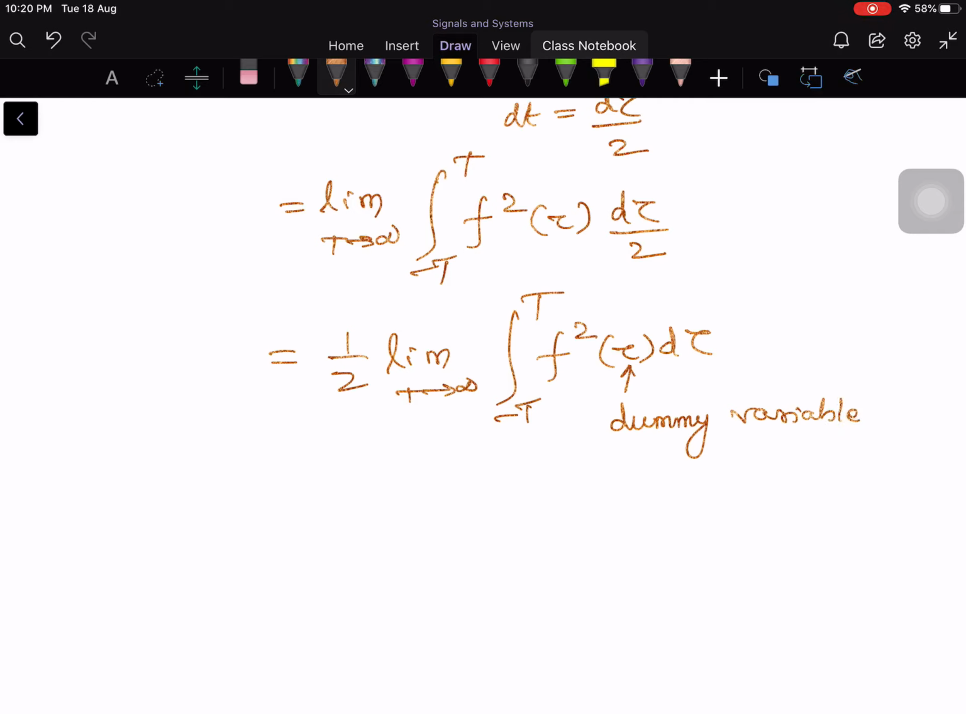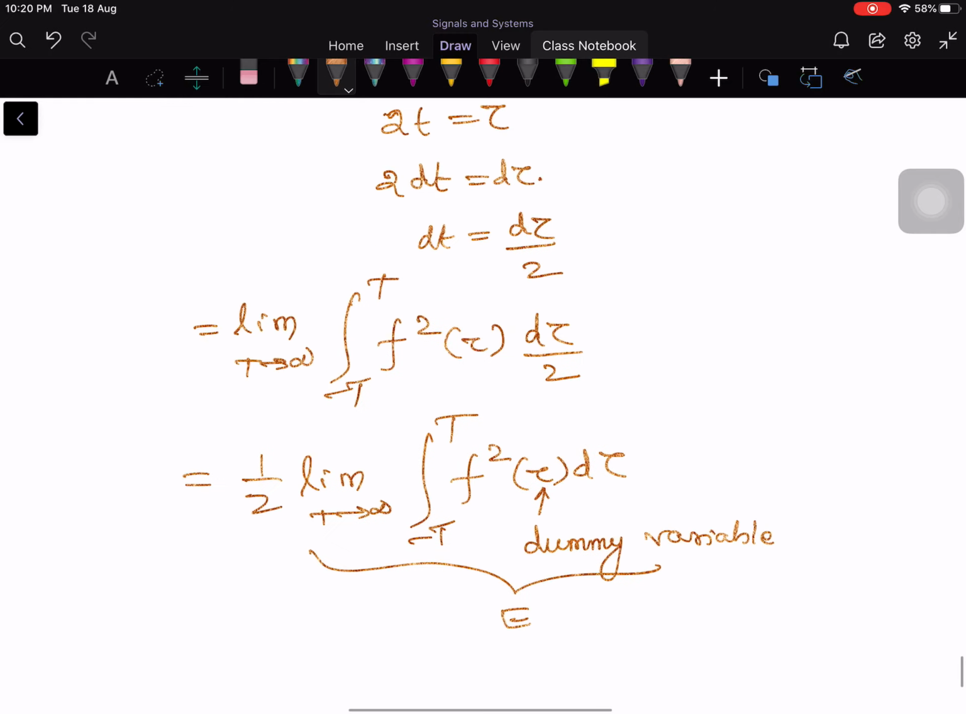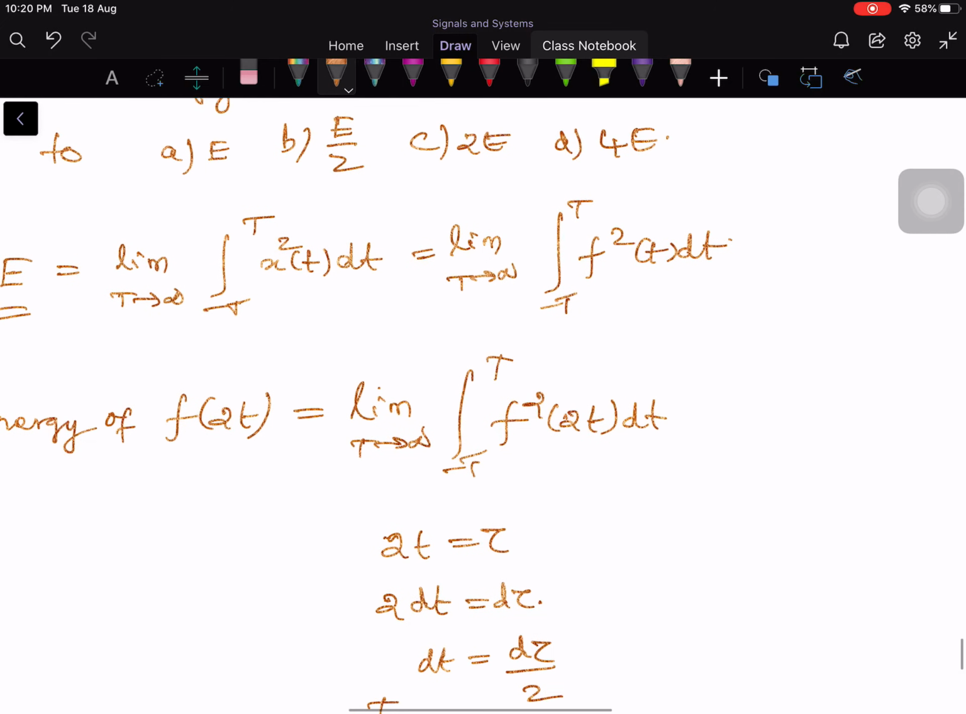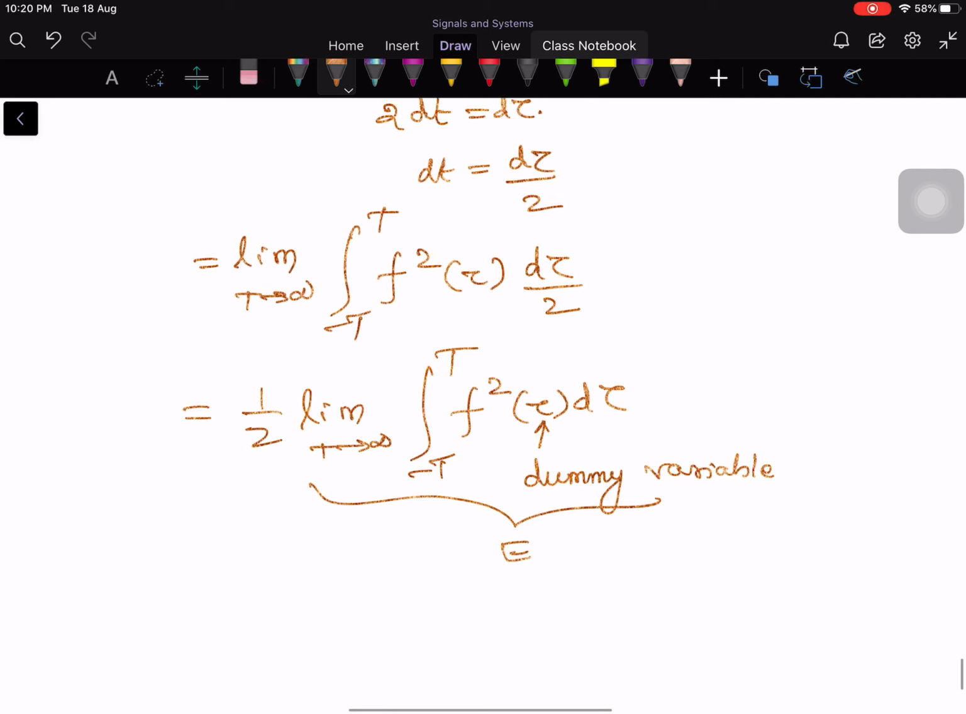Once you integrate, the dummy variable will disappear. So whether you put tau or t or whatever it is, it's not going to affect my integration. Therefore again this whole thing is equal to E as per the definition here. Look at here. So this is going to be E equal to limit t goes to infinity, integral from minus t to plus t, f square of t dt. The same thing here also.